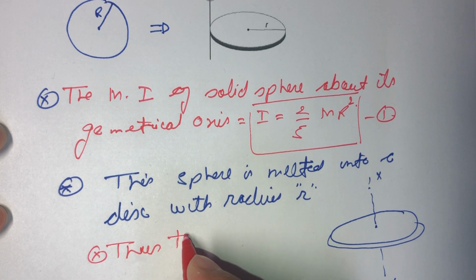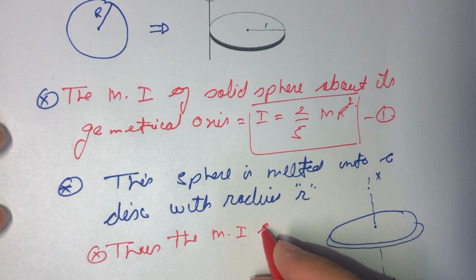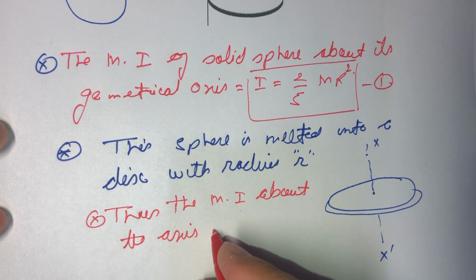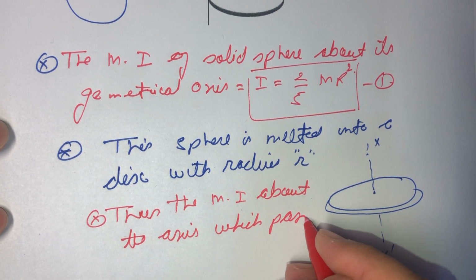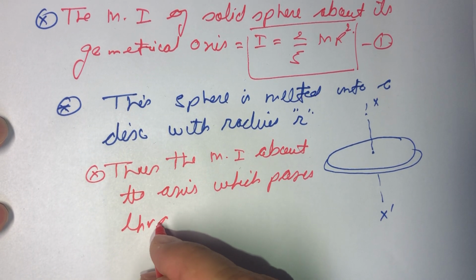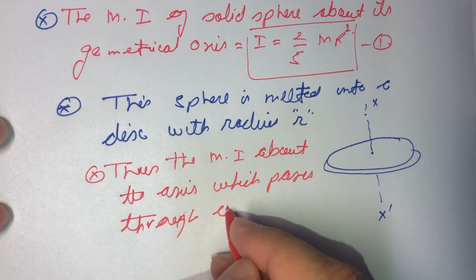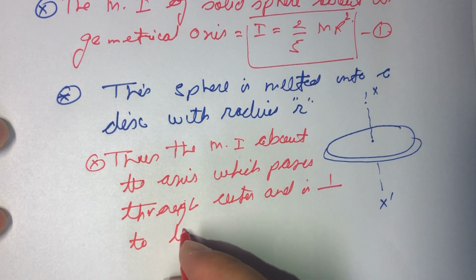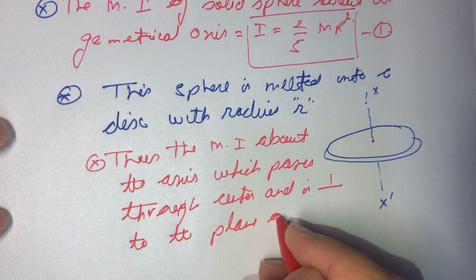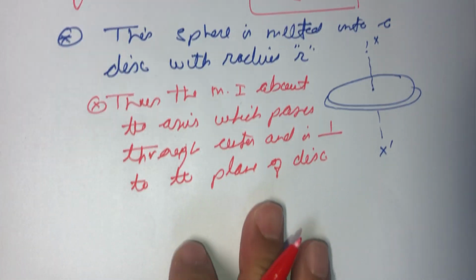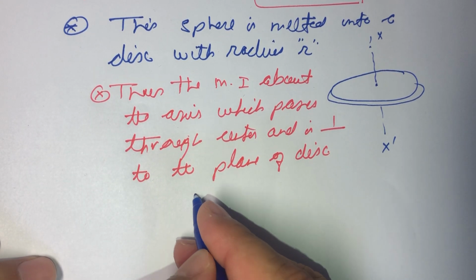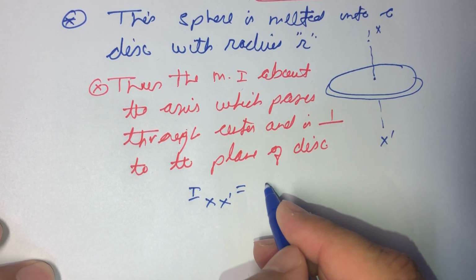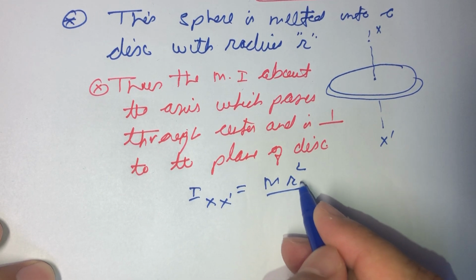So you can say the moment of inertia about the axis which passes through the center and is perpendicular to the plane of the disk, in this case it is given as I x prime, and this will be equal to m small r square divided by 2.